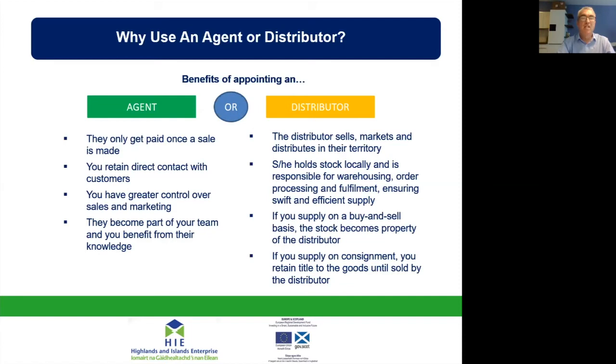Sometimes it is the case that selling on consignment is normal practice in some industries. So, for example, in publishing, it is normal to supply books on consignment, and the publisher retains title to the books until they're sold by the distributor.